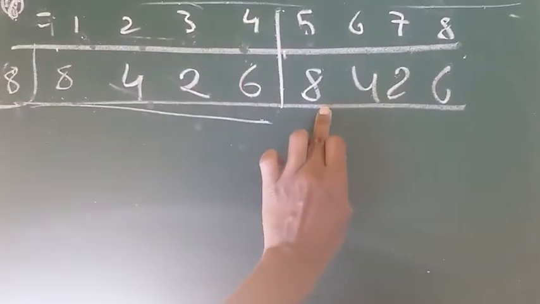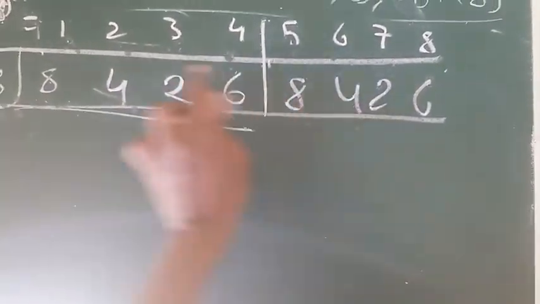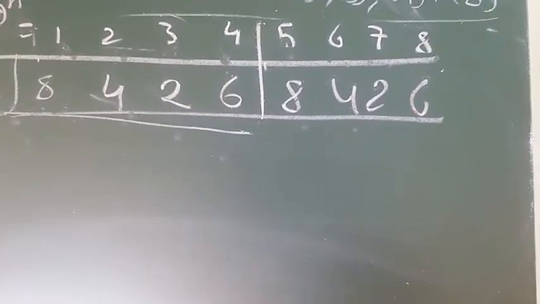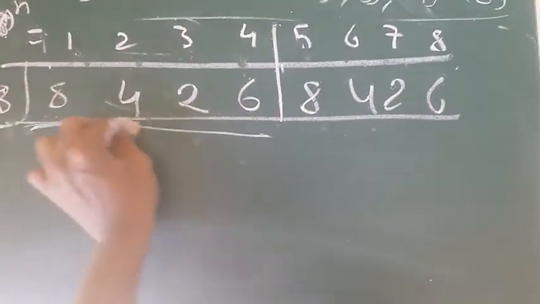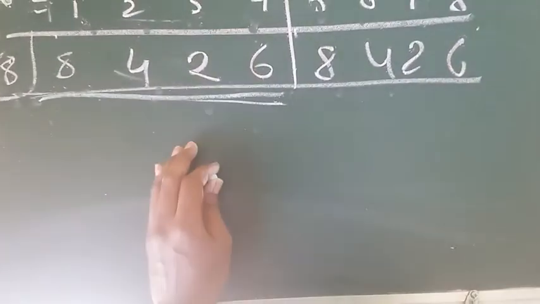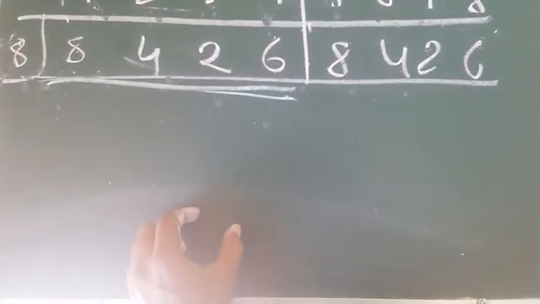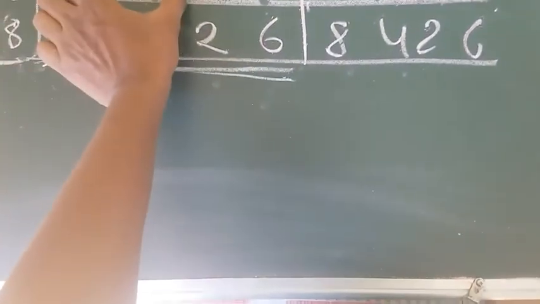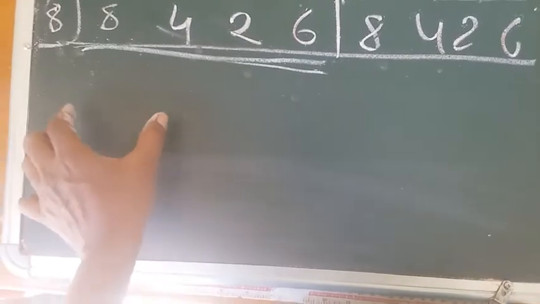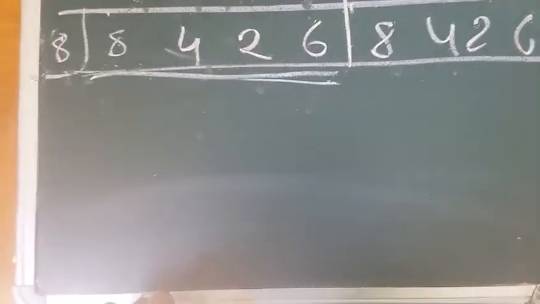8 power 5 units place is 8, 8 power 6 units place is 4, 8 power 7 units place is 2, 8 power 8 units place is 6. Here the same cycle is repeating for every 4 numbers. So divide the power by 4 and consider the remainder, and take the units place of the corresponding power for the same number.